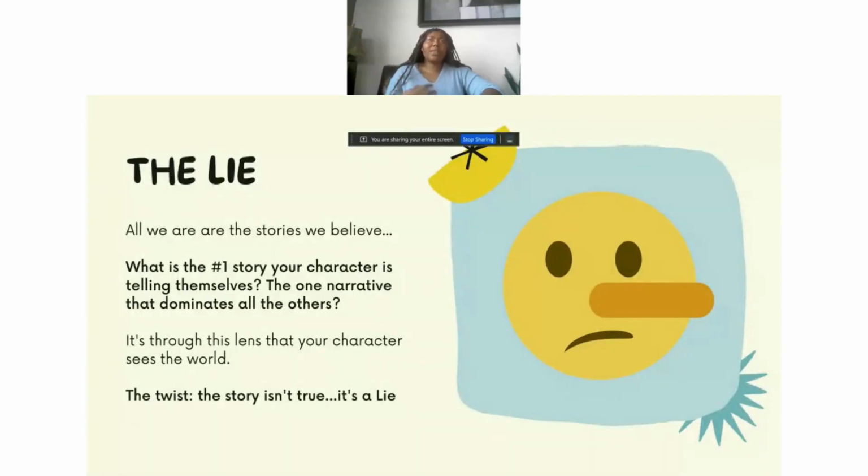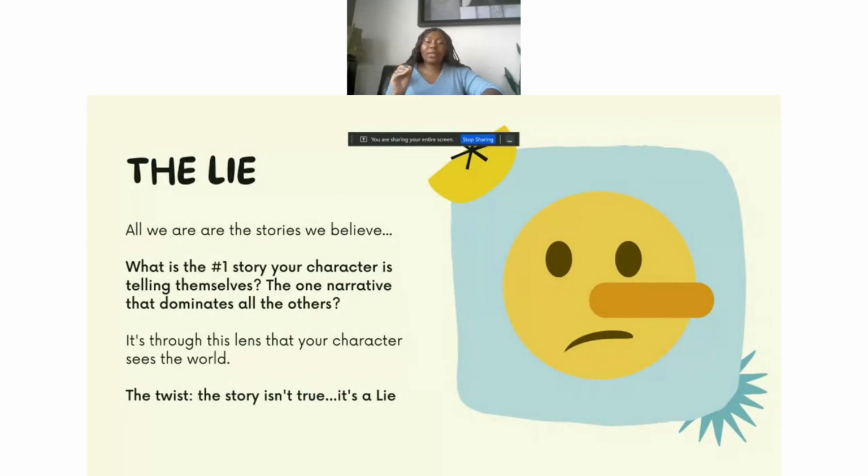For someone else, they might keep telling themselves, you're only valuable if you're super successful in life. You're only valuable if you're successful. And they keep repeating that to themselves over and over again, whether they realize it or not. And it informs the way they view the world. So you have to identify what is the number one story that your character is telling themselves, the one narrative that dominates all the others. This number one story will be the lens through which your character sees the world.